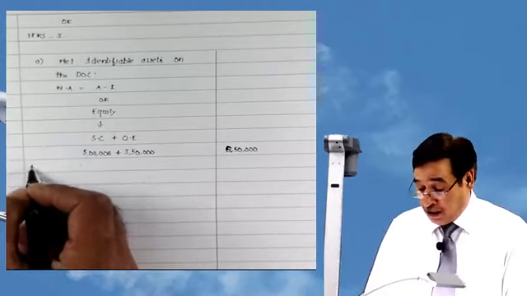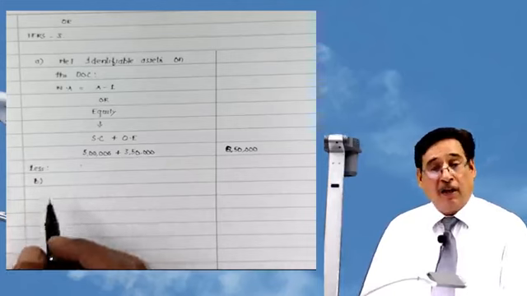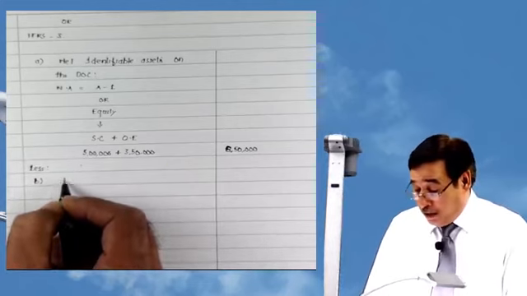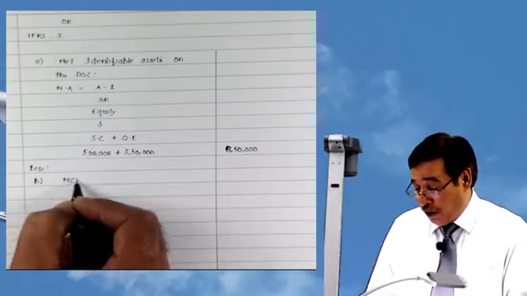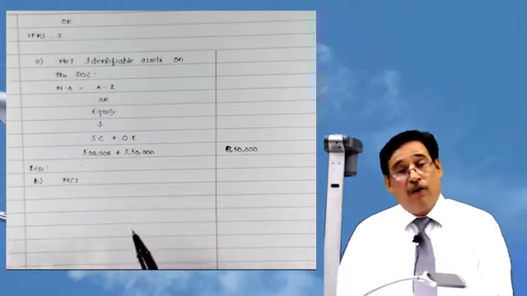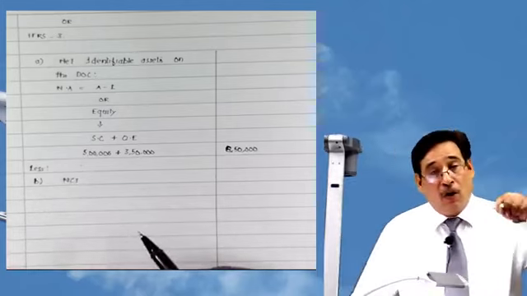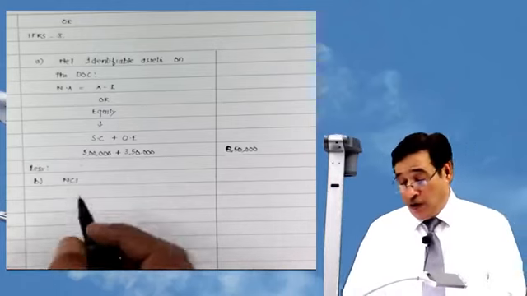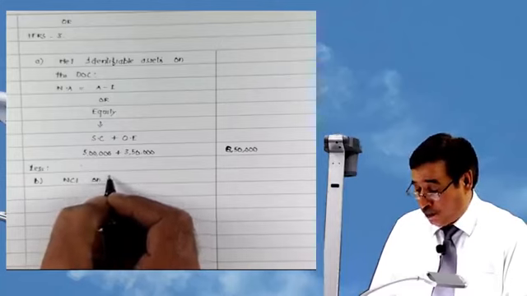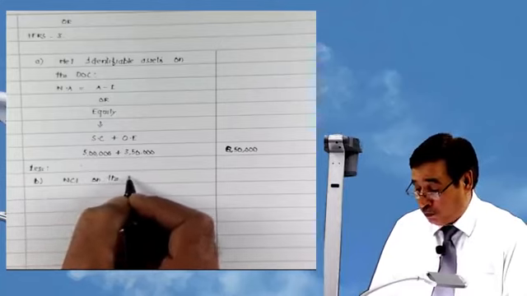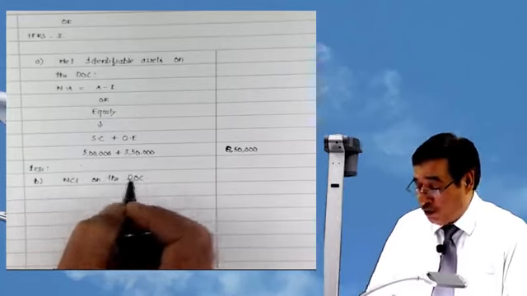Many people don't understand why we are subtracting it. IFRS 3 states that you will subtract non-controlling interest. Now, what will be the non-controlling interest on the date of acquisition? Non-controlling interest on the date of control, I am talking about.